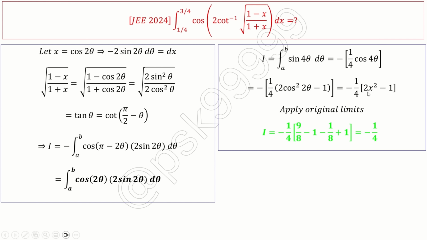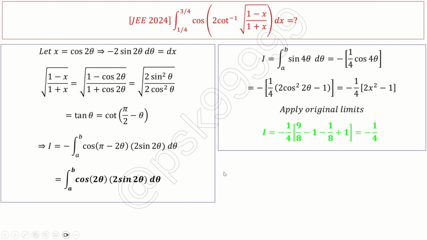If I take x as 3 by 4, this is 9 by 16, into 2 is there, so 9 by 8, minus 1 as is, and 1 by 4, if I apply, this will become 1 by 8, minus 1 by 8 plus 1. If I simplify, this is minus 1 by 4, this is the answer. Be careful while applying limits, okay.